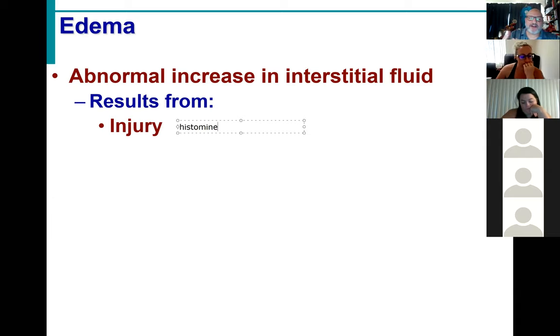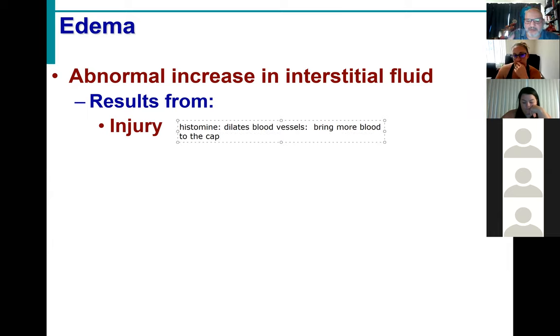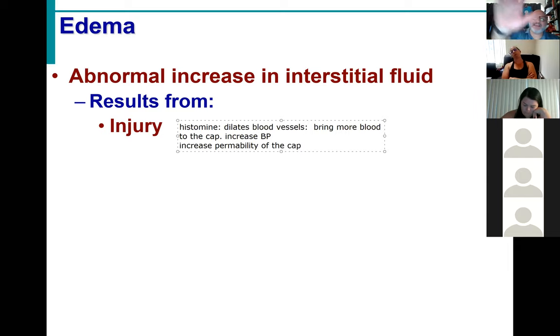Excellent. Histamine, right? Histamine causes that dilation of blood vessels, causes the blood vessels to become more leaky. So think about, now that we've talked about these equations, histamine dilates blood vessels. If we dilate blood vessels, we bring more blood to the capillary. And if we bring more blood to the capillary, more blood in the capillary increases blood pressure. And if we increase blood pressure, more water is going to be forced out. Right? It also increases the permeability of the capillaries, making it easier for the fluid to leak out as well. So both of these things increase the amount of fluid in the interstitial space, leading to that edema.